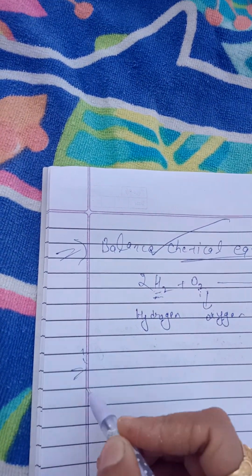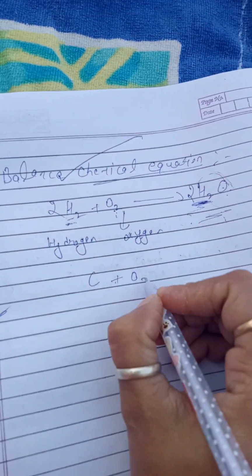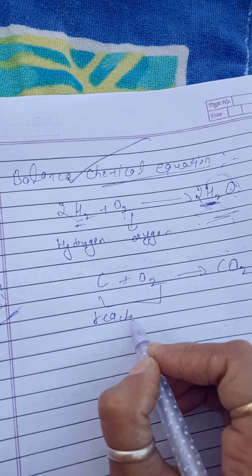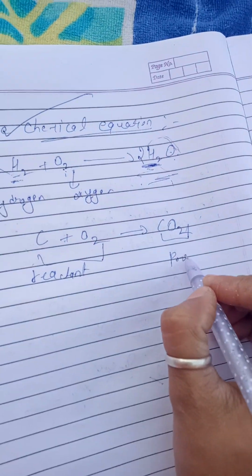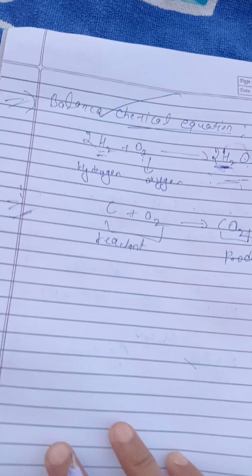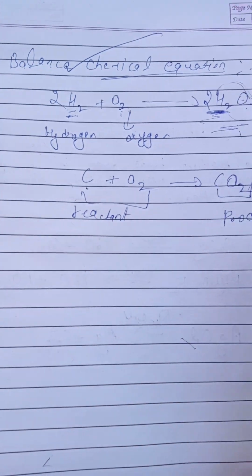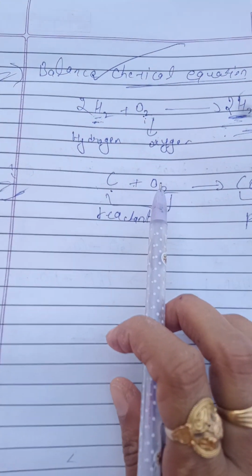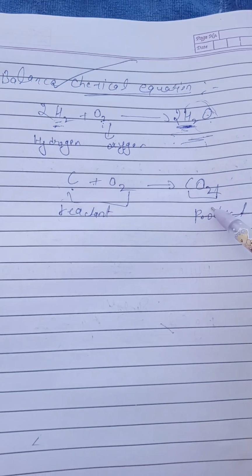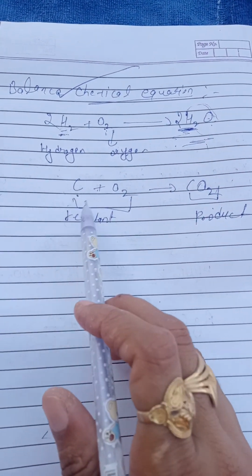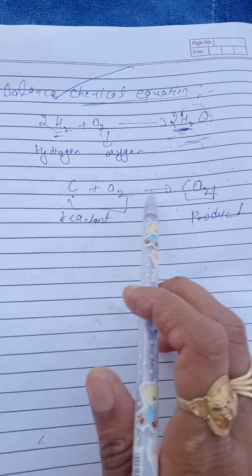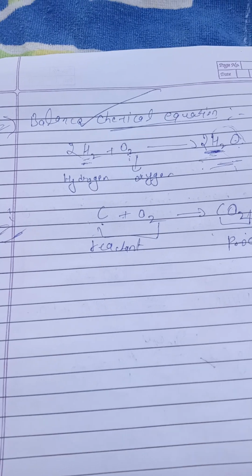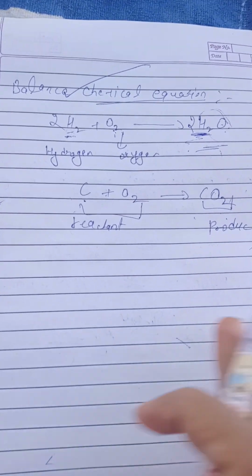Now in the same way, C plus O2 is equal to CO2. Here this is the reactant and this is the product. Now in the reactant, carbon is 1 atom, so on the right hand side carbon is 1 atom, and on the left hand side oxygen is 2 atoms, and on the right hand side oxygen is 2 atoms. So carbon has an equal number of atoms and oxygen has an equal number of atoms. So we can say that this is the balanced equation. We do not need to multiply by any numbers.